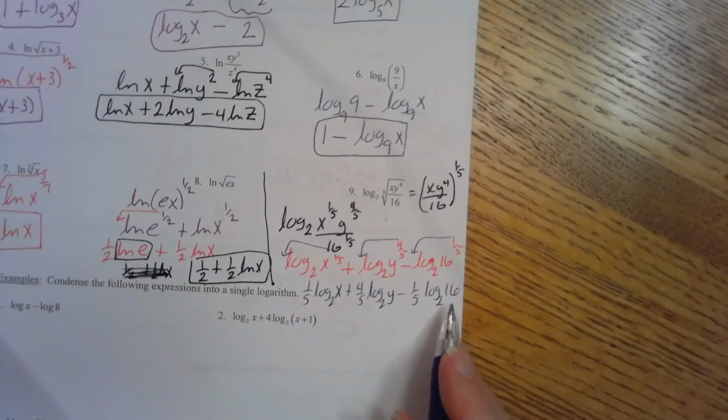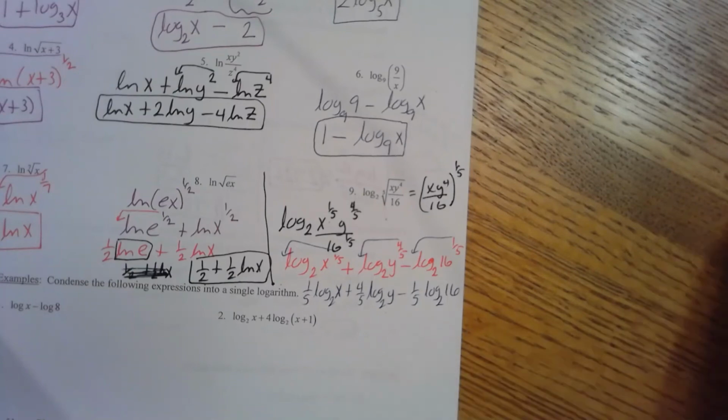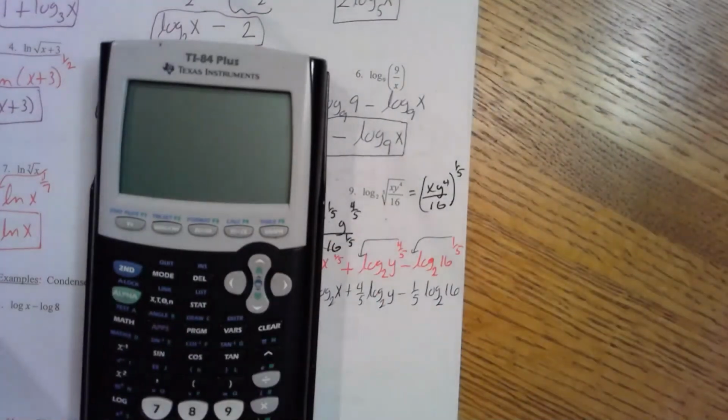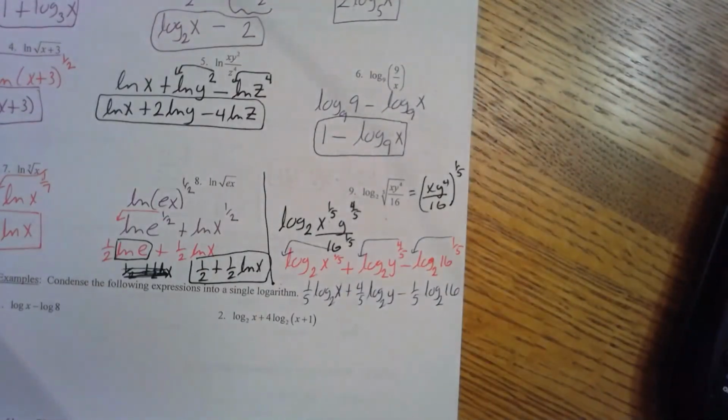So 2 to what power gives me 16? 4. Again, if you don't remember that, you could use your calculator and do the change of base, which would be the log of the argument divided by the log of the base. And we end up with 4. And 4 times 1/5 is 4/5.